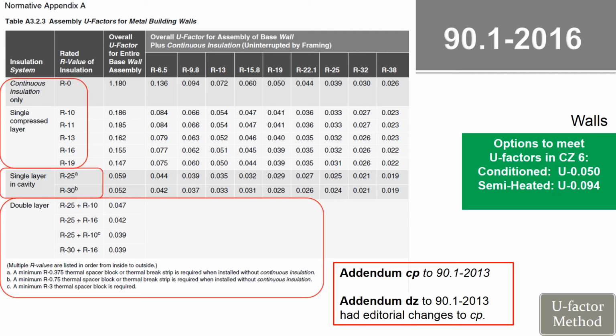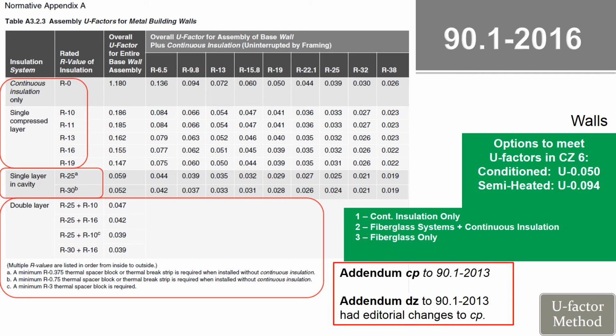And in order to meet these options that we keep showing up for climate zone 6, you still have these 3 options here. I believe these will be highlighted here. So R6.5 or R13 continuous insulation will meet climate zone 6 provisions, or you can use a fiberglass plus continuous insulation system as highlighted here. R19 plus R13 continuous insulation will get you to 0.05. Or you can use this new system, R25 plus R10, which will get you down to 0.047, which will meet the conditioned space provisions. As long as you are a little bit lower or meet it, then you will be fine.